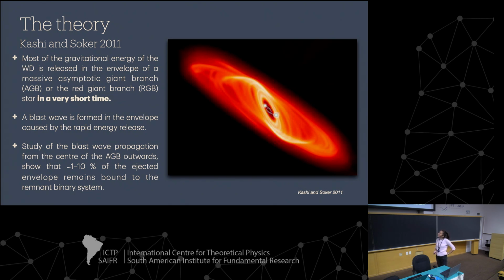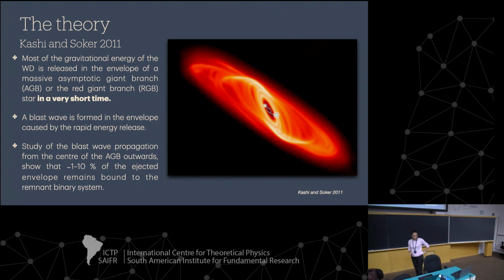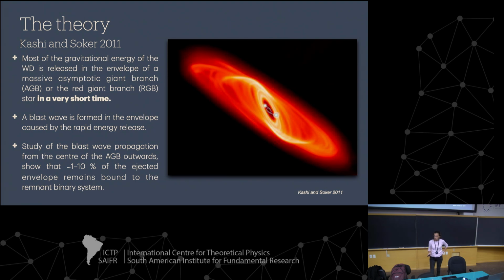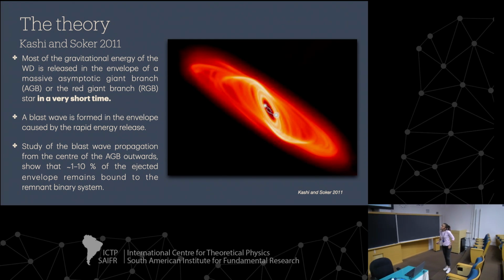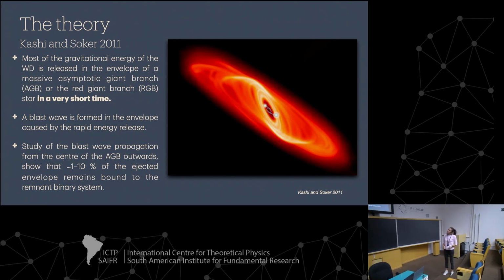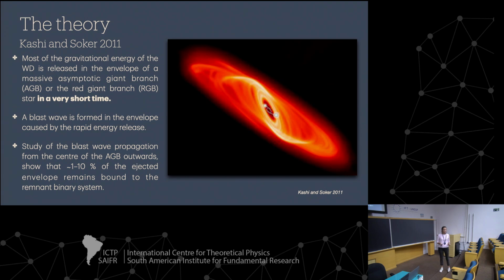Not that long ago, actually, in 2011, Kashi and Soker theorized that during closed binary evolution, with all the different channels of common envelope that we saw during the first class, when it's ejecting the common envelope atmospheres, a part of this stellar ejecta is going to stay attached to the inner binary. They theorized that between 1 and 10% of the envelope material is not going to reach escape velocity, is going to stay attached to the binary, and is going to form a disk because of the angular momentum.